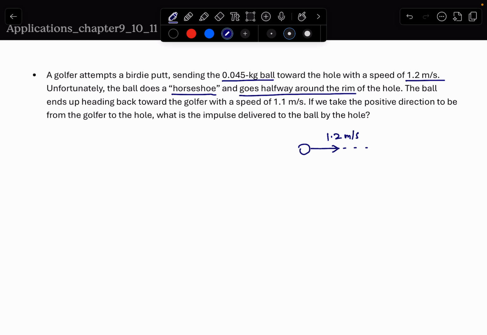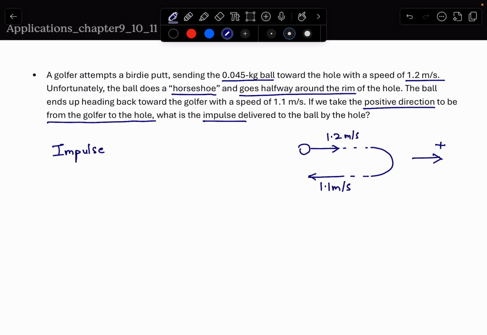It goes towards the hole and then does a horseshoe, like a semicircle, and comes back and starts traveling towards the golfer again at a velocity of 1.1 meters per second. And then we are told that positive direction is from the golfer to the hole. So that is my positive direction. We are asked to find the impulse.